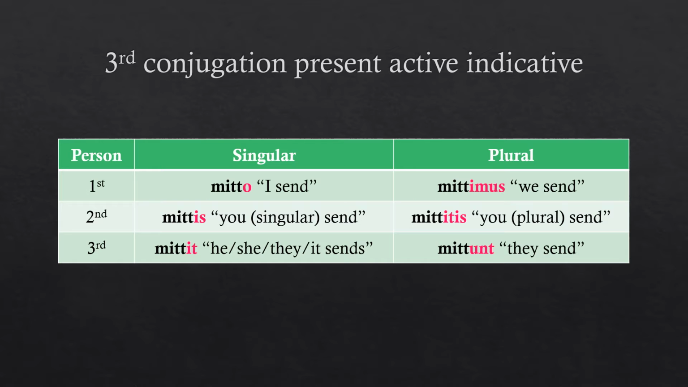Before learning how to form third conjugation future active indicative verbs, let's review how to form third conjugation present active indicative verbs, using the verb mitto, mittere, send, as our exemplum. Mitto, mittis, mittit, mittimus, mittitis, mittunt.